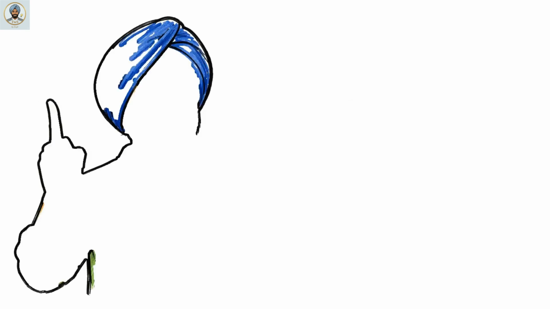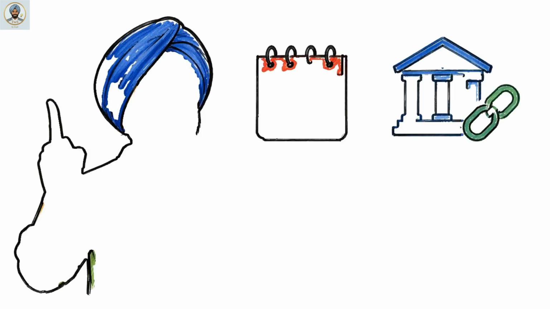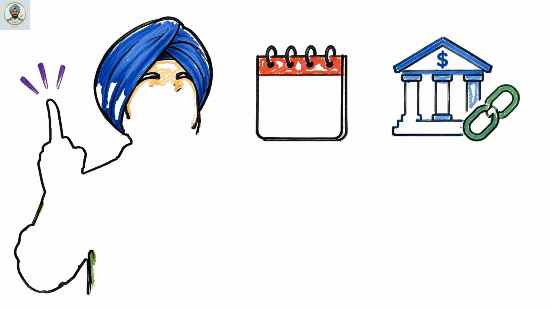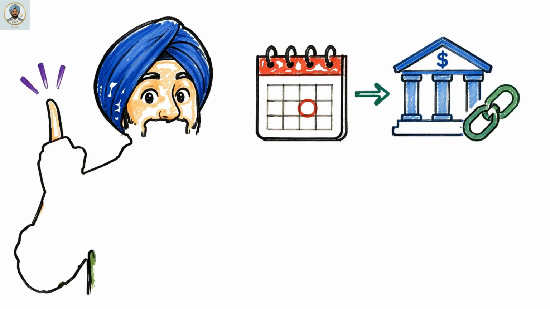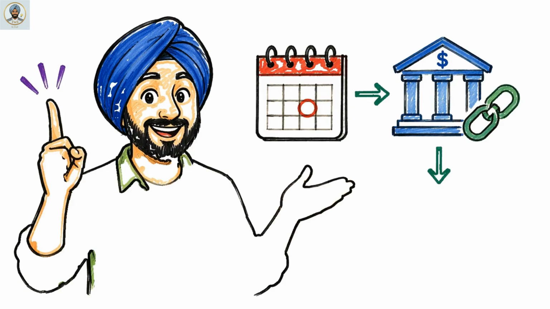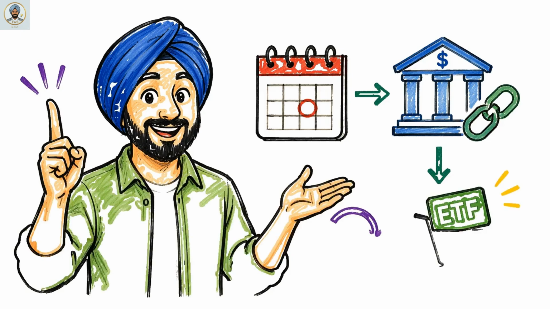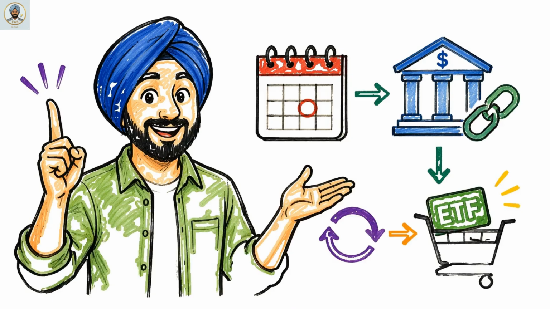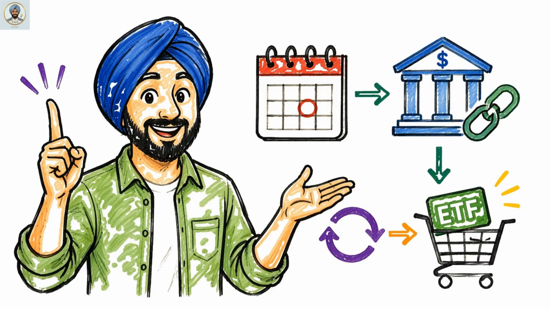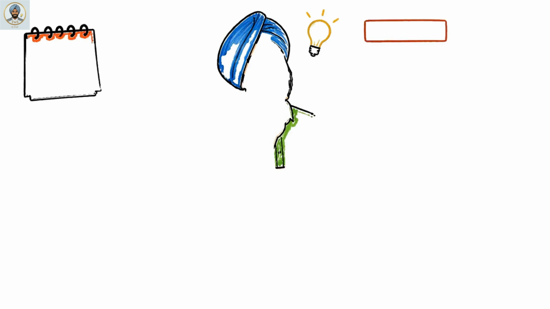Now here's the part that most people skip, and it's the most important thing I'm going to tell you today. Set up a recurring buy. In Wealthsimple, you can set up automatic deposits and automatic purchases. Link your bank account, set up a monthly transfer, whatever you can afford, $25, $100, $500. The amount matters less than the consistency.